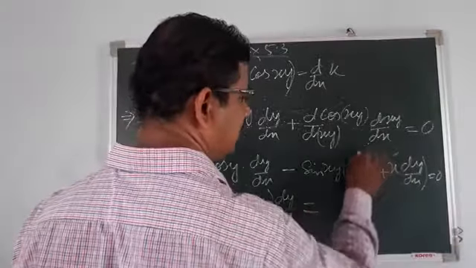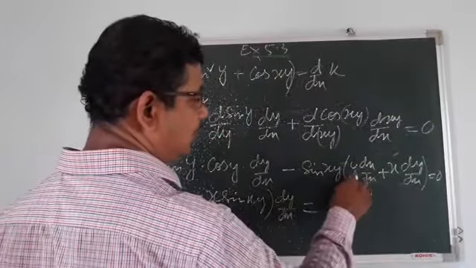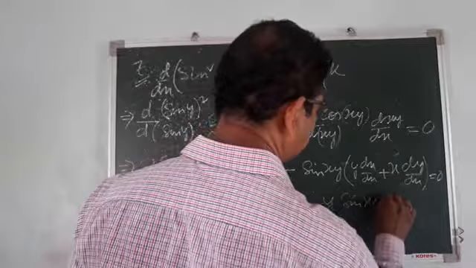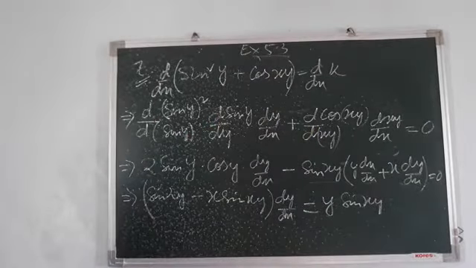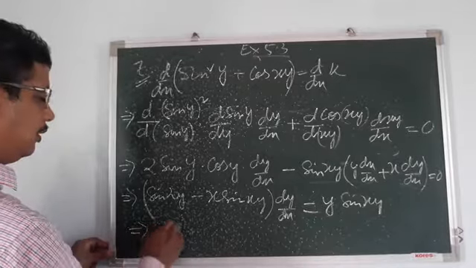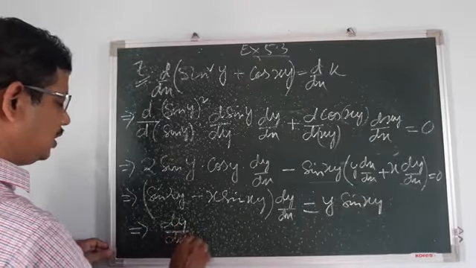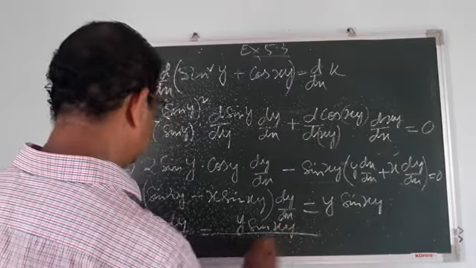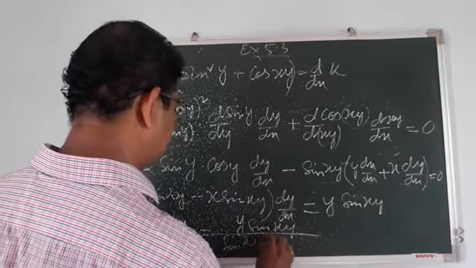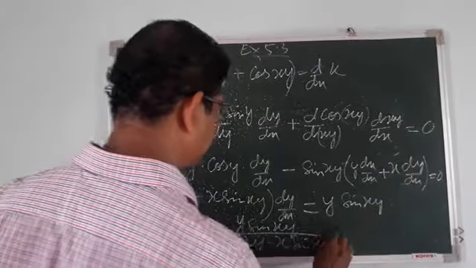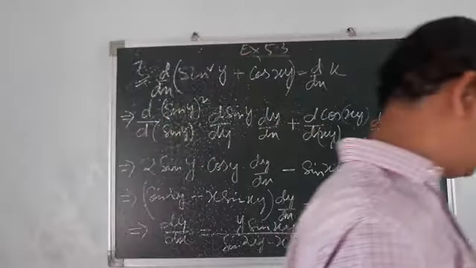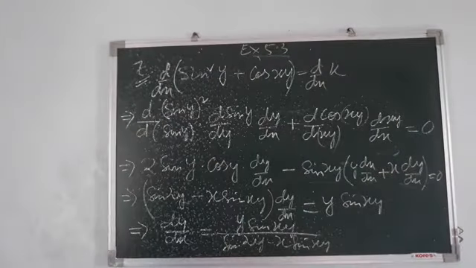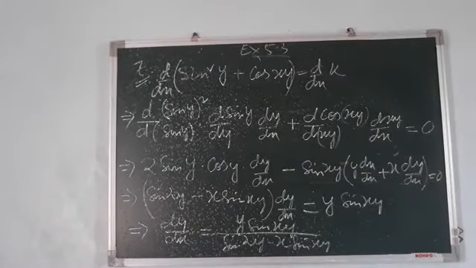Now this term, dx by dx is 1, into y is y sin xy. If you take it on this side, it will be y sin xy. So this is our procedure for calculation of dy/dx. So what is dy/dx? y sin xy by sin 2y minus x sin xy. So this is our question number 7. So I expect you understood this one.